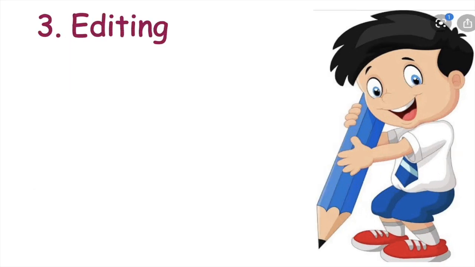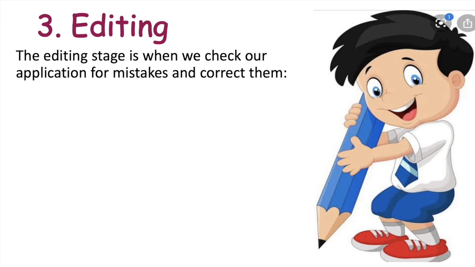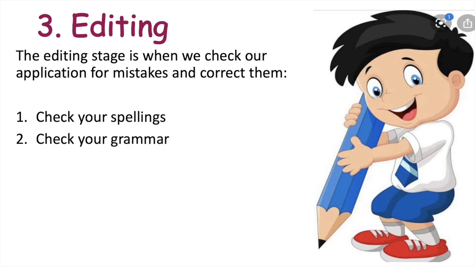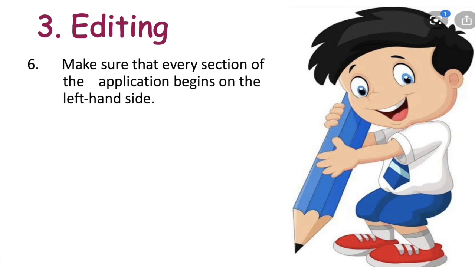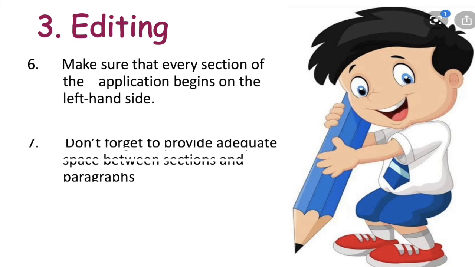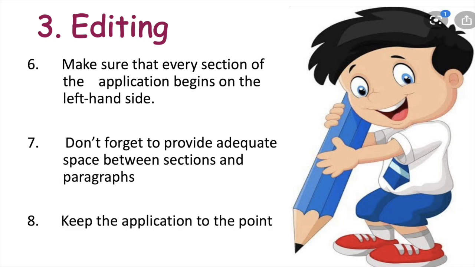The third part is editing. The editing stage is when we check our application for mistakes and correct them. So check your spellings, check your grammar, read your application again. Remember that use of punctuation marks has been done away with while writing address and salutation. Make sure that every section of the application begins on the left-hand side. Don't forget to provide adequate space between sections and paragraphs. Keep the application to the point.